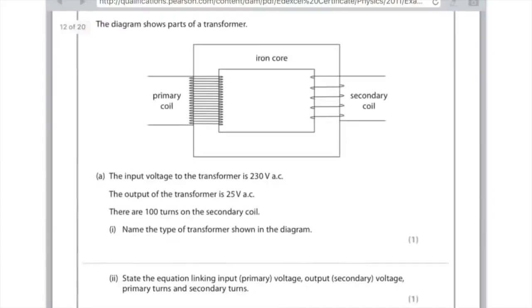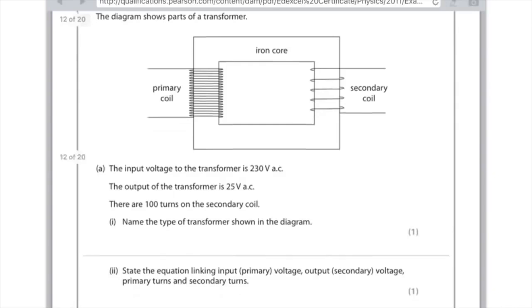The diagram shows parts of a transformer. The input voltage to the transformer is 230 volts, the output is 25, there are 100 turns on the secondary coil. Name the type of transformer shown in the diagram. Well, it's a step down because the output voltage is lower, so write step down there.